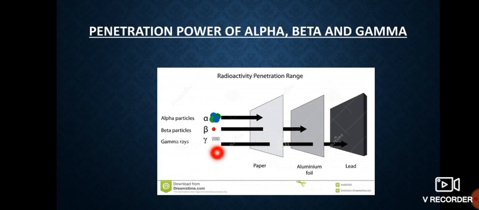Gamma rays or gamma radiation has very high penetration power. It can pass through paper, aluminium foil, even the human body. It can only be stopped by a lead block. So you see the thickness of the lead block, a lead block or concrete.